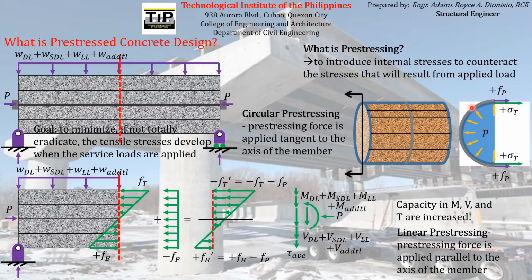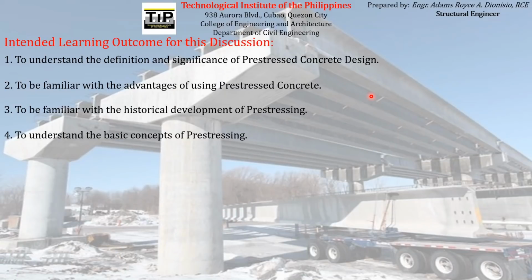And take note, the members of this wall are composed of many wooden planks, if they are called wooden planks. So those are the two types of prestressing: linear prestressing and circular prestressing. So we are done with our first goal for this discussion. We already defined and have known the significance of prestressed concrete or prestressed concrete design. So check na tayo diyan.